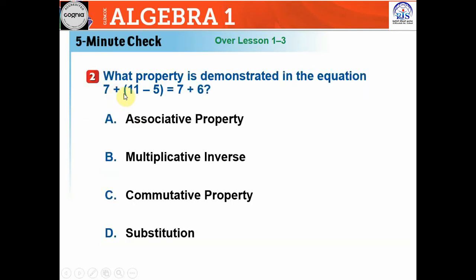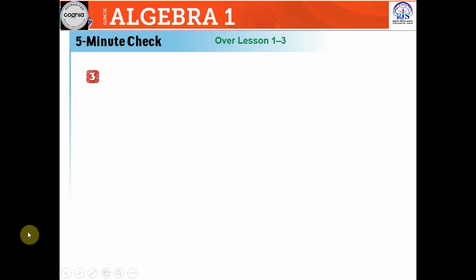Here we have 7 plus, between brackets, 11 minus 5 equal 7 plus 6. Here what do I do? Here I find the answer of 11 minus 5, which is 6. This is substitution.